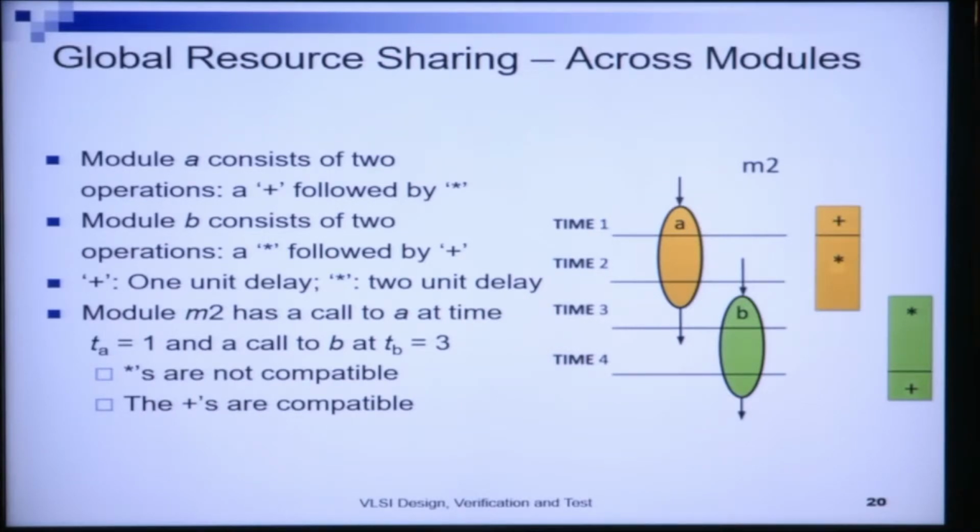Module 2 calls both module A and module B. Module 2 has a call to A at time t equals 1, and a call to B at time t equals 3. Now, here we see that the stars are not compatible. The star operation, that is the multiplication operation, takes 2 time units to execute, and hence these multiplication operations are overlapped in time, and I cannot use a single instance of a multiplier resource to execute both these operations. They become incompatible.